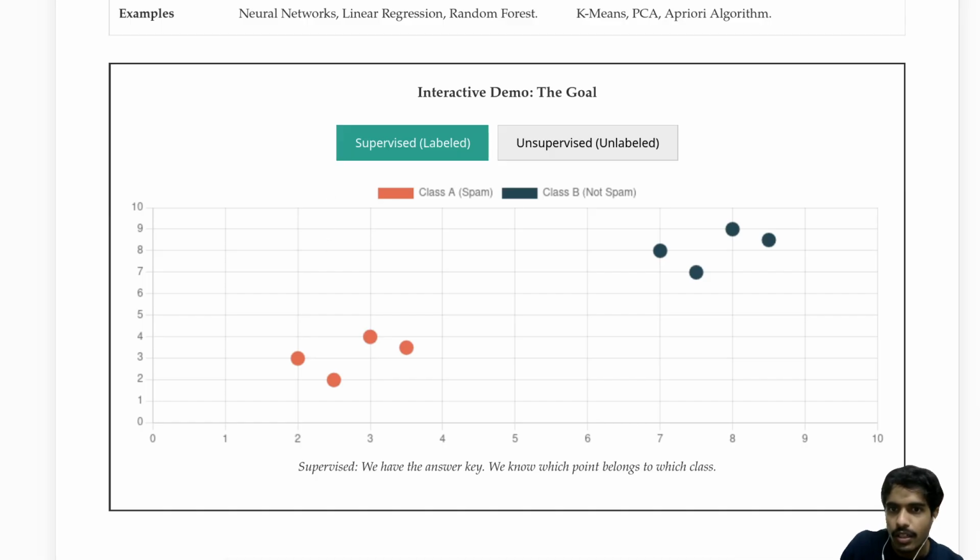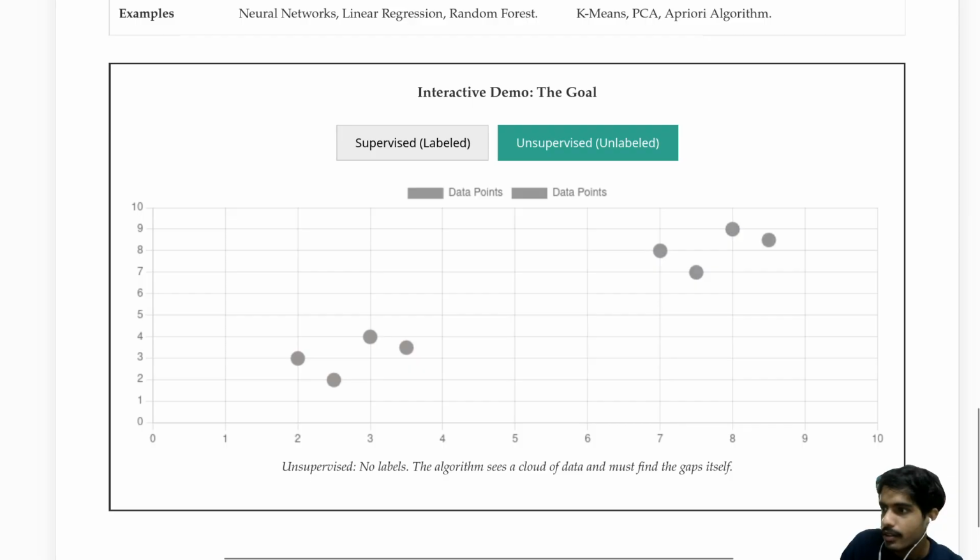Now if I click on the unsupervised one, we can see, right, voila. This is what the unsupervised algorithm sees, just a cloud of gray dots. However, it notices a gap. It says, hey, there is a cluster here and a cluster there. So that is clustering, like k-means. So it found structure without being told what the structure was.